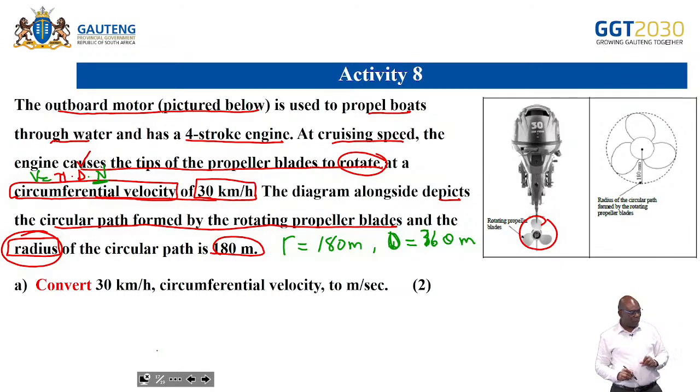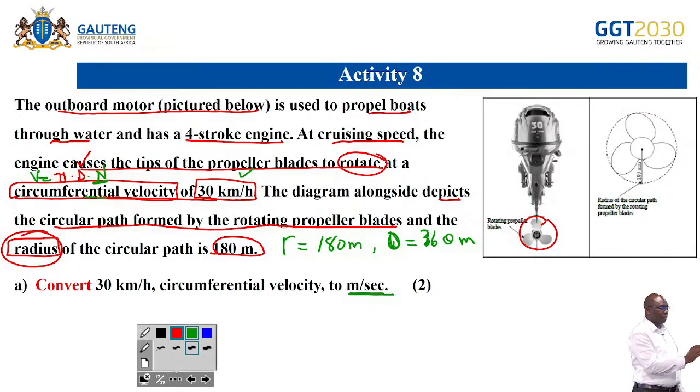So now the question says, convert 30 kilometers per hour, which is a circumferential velocity. Remember, this is a circumferential velocity, to meters per second. So you can see the conversions are very, very important. So I need to convert that to meters per second.